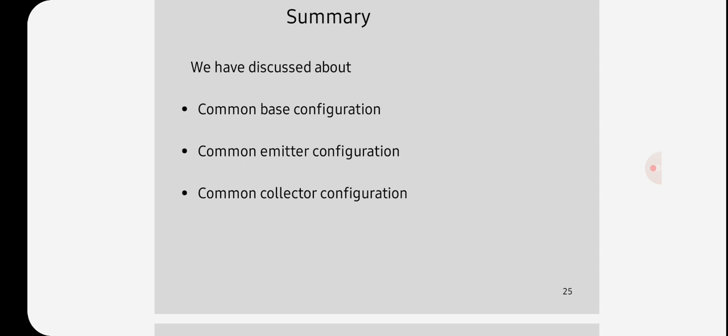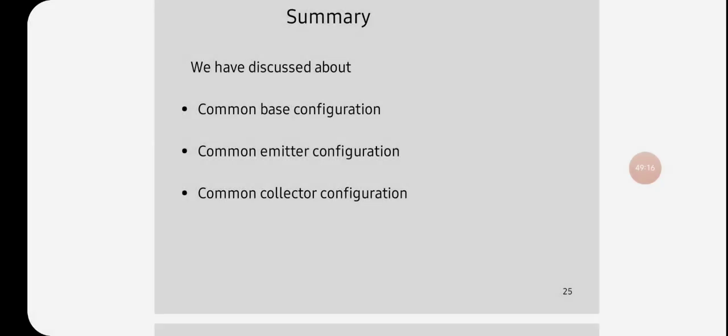For power gain, in common base it is medium, approximately 85. In common emitter it is very high, that is 4211. And in common collector it is medium, that is 48. For the input impedance, in common base it is very low, that is 22.6 ohm. In common emitter it is medium, that is 1076 ohm. And in common collector it is very high, that is 48.24 kilo ohms.